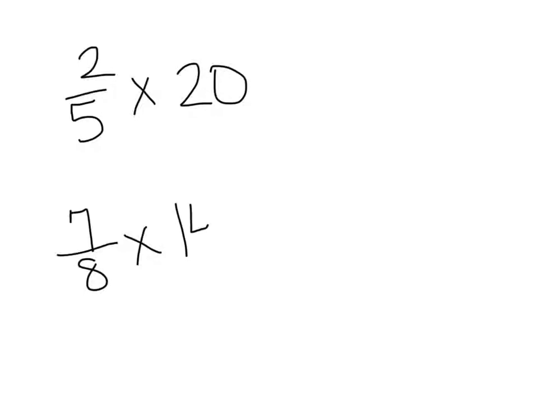Let's go with 2/5 times 20. And one other one, let's go with 7/8 times 14. Okay, and figure those out. I will say there was one other type of example I showed you, and that was if they had an array, and I want to put that out there just in case you get a question like that and you're not really quite sure what to do.